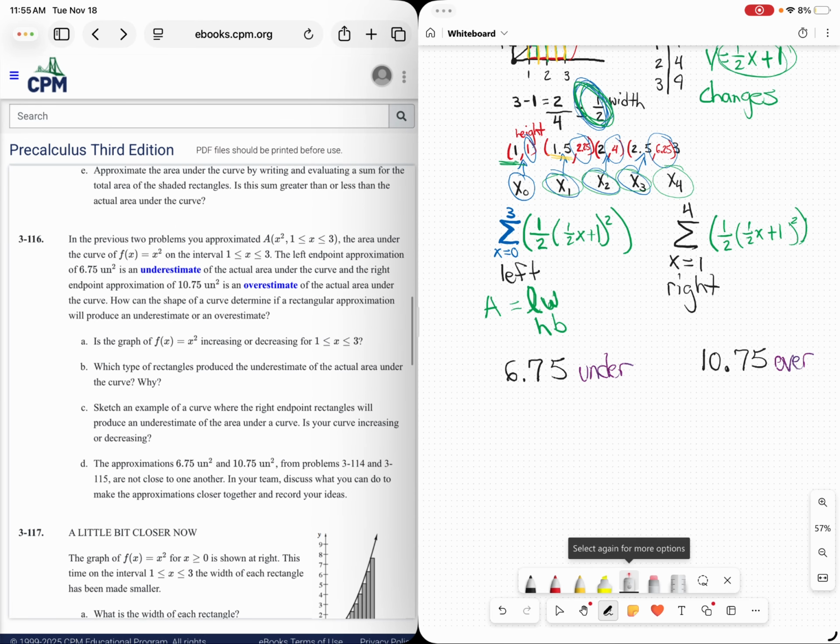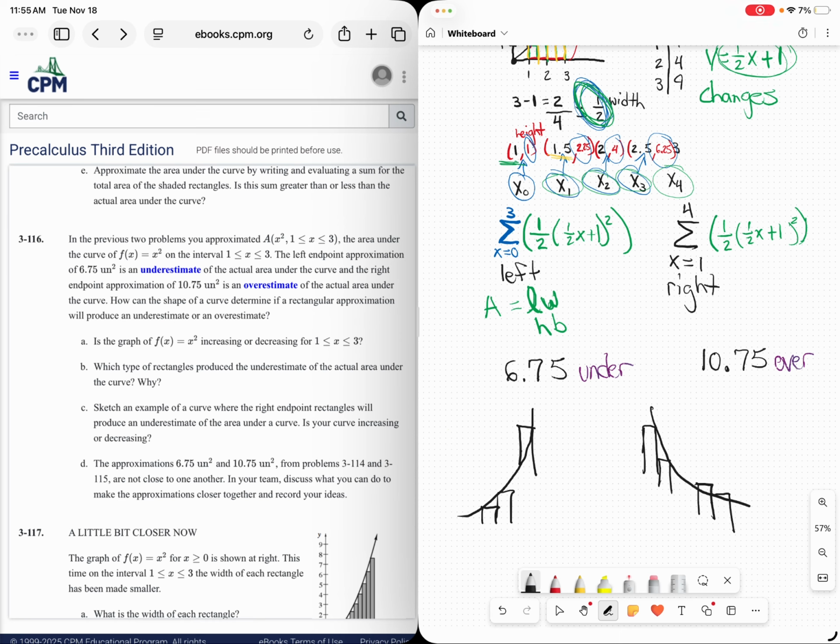116 just talks about how can we determine, if you look at a curve, if the curve is increasing, left endpoints are going to be an underestimate. Right endpoints are going to be an overestimate. If the curve is decreasing, right endpoints are an underestimate. Left endpoints are an overestimate. So that kind of answers your question there of 116.